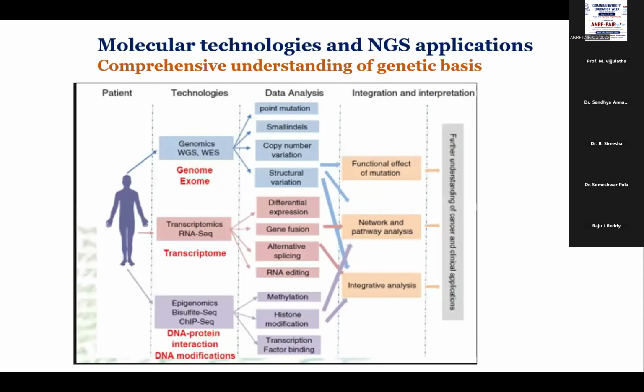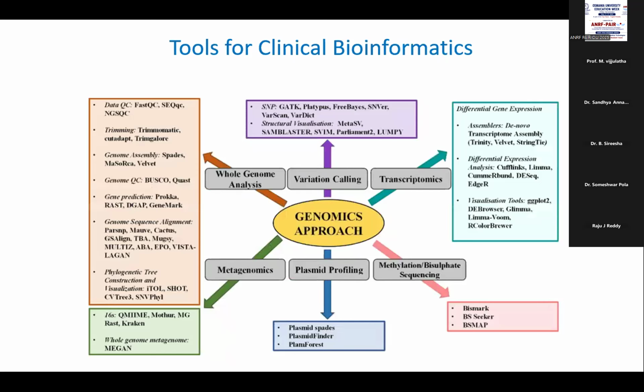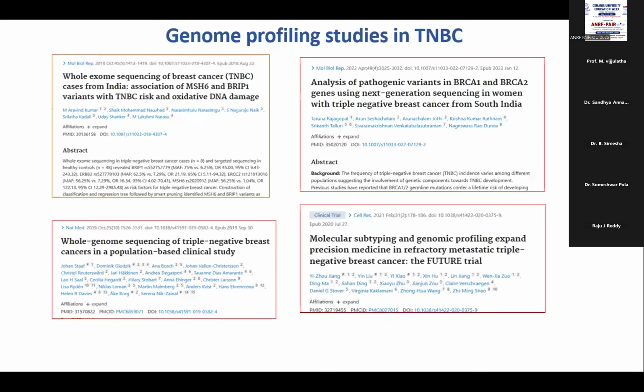Mostly the NGS applications, in order to understand the genetic basis of all subtypes of breast cancer in a comprehensive manner, from a genomics point of view, proteomics point of view, transcriptomic point of view, and epigenetic point of view. So these are the different clinical bioinformatics tools we are trying to apply to our experimental data in order to navigate through the prominent molecular mechanisms that are implicated in breast cancer, particularly TNBC and metastatic.